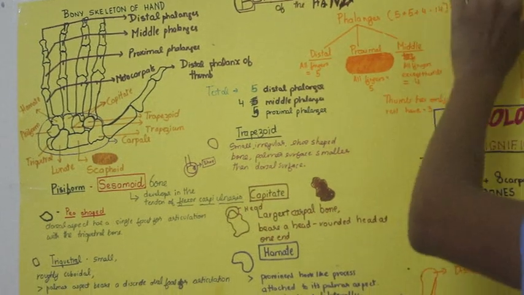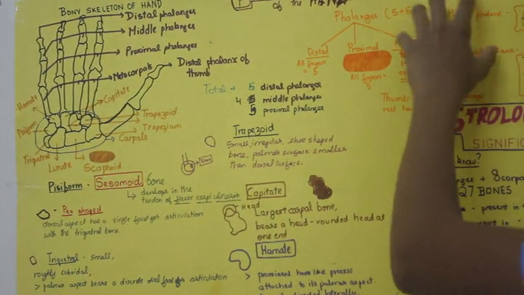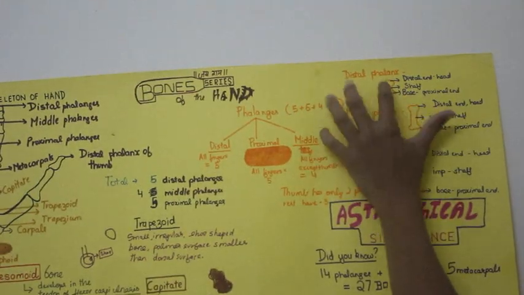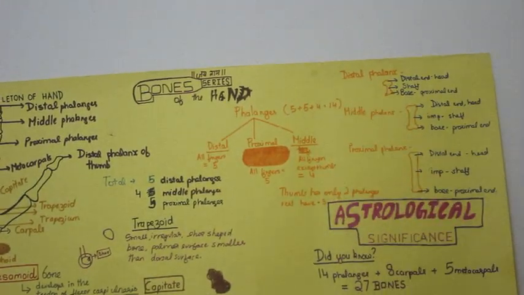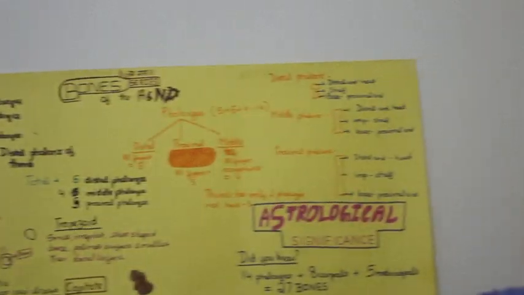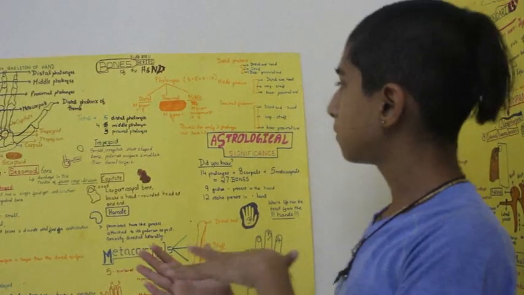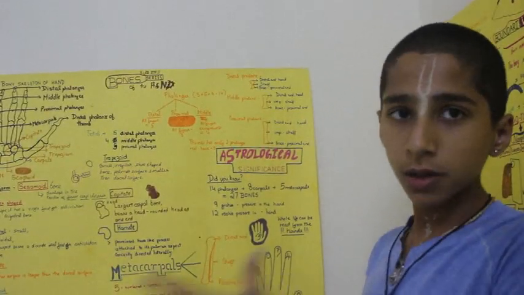And now we shall see the distal phalanx. This is how a normal distal phalanx would look. Its distal end is its head. Distal is towards the external side of the body, so pointing out, whereas proximal is internally towards the body.